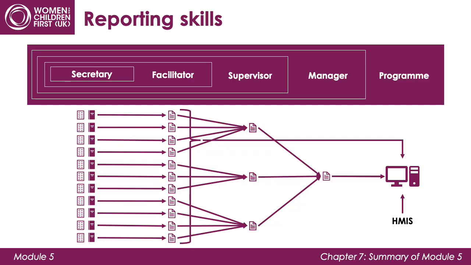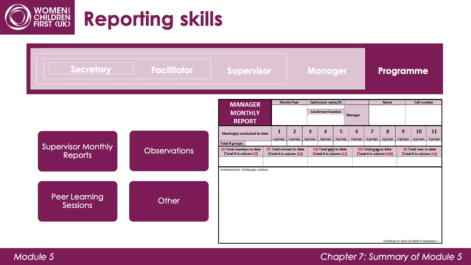In Chapter 4, we cover the PLA-MNH group reporting system and the flow of information from secretary to facilitator to supervisor to manager to program coordinator. We also cover the knowledge managers need to report on the progress of the PLA-MNH groups, and how the manager should use this information together with their observations, discussions at peer learning sessions they have coordinated, and any other conversations or meetings they have had with the group and committee members, community members and leaders, and other stakeholders.